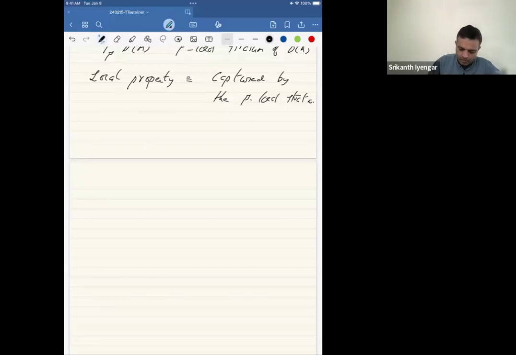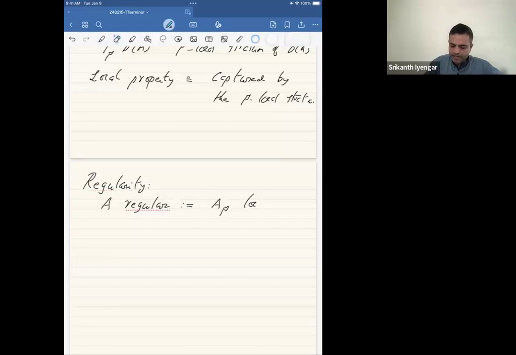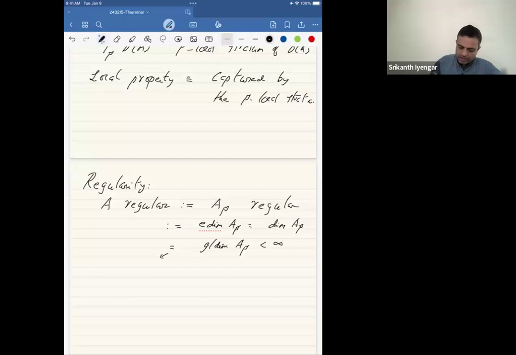The usual definition of regularity: A is regular, remember A is a commutative Noetherian ring. This by definition means that A localized at P, this local ring, is regular. Of course, this begs the question, what does this mean? Well, the commutative algebra definition of what it means for a local ring to be regular is that the embedding dimension of A_P should be the dimension of the local ring. Okay, but of course, I'm trying to understand things in terms of the derived category, but this is tantamount to the statement that the global dimension of A_P is finite. And this is, of course, the Auslander-Buchsbaum theorem.